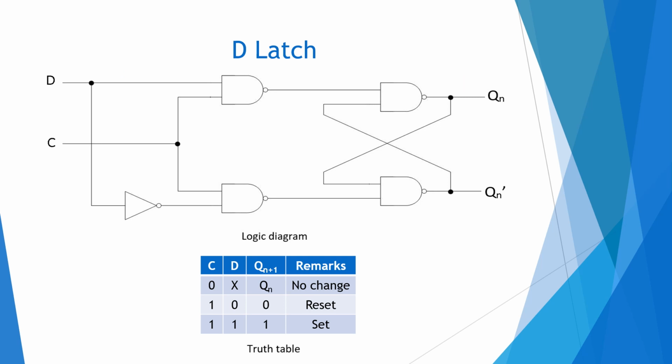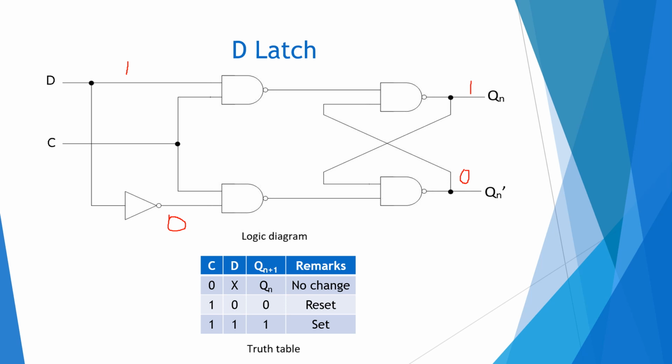Now we will take the set condition, that is when D is equal to 1, this will be 0. This is just like the SR latch with S equal to 1 and R equal to 0. So that is the set condition: Qn+1 equal to 1 and Qn+1 bar equal to 0. Qn+1 will definitely be 1, irrespective of Qn being 0 or 1. So that is the set state and the reset state.